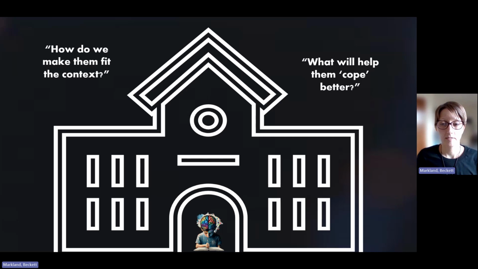Now, this isn't surprising. It's very human to want shortcuts. We'd much rather have something quick and easy that we can do rather than be tasked with dismantling entire educational systems that have been around for hundreds of years.